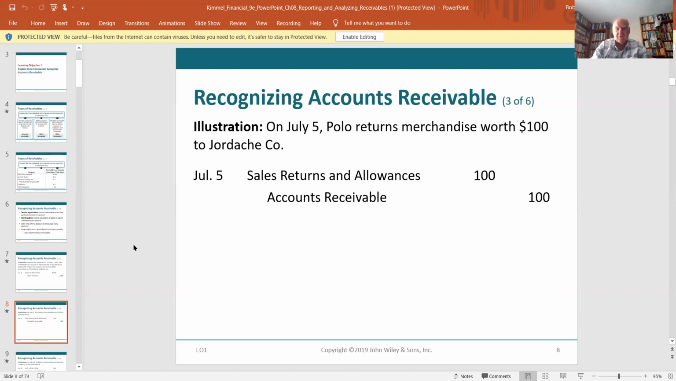If the goods were returned, if Polo returned them to us, we're Jordache, we have to reduce our sales and accounts receivable with this journal entry. We have to debit sales returns and allowances and credit accounts receivable. The reason we debit sales returns and allowances is because you never debit sales. You will never, ever debit sales. But we have to reduce the net sales and we have to reduce the receivables by the use of that contra account.